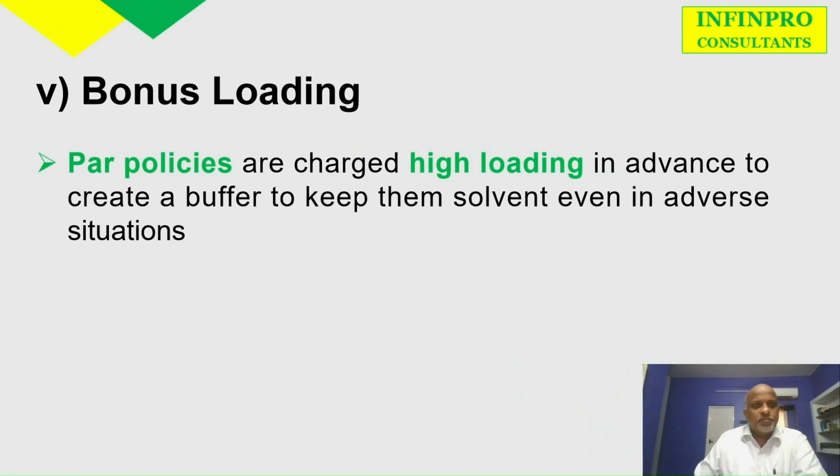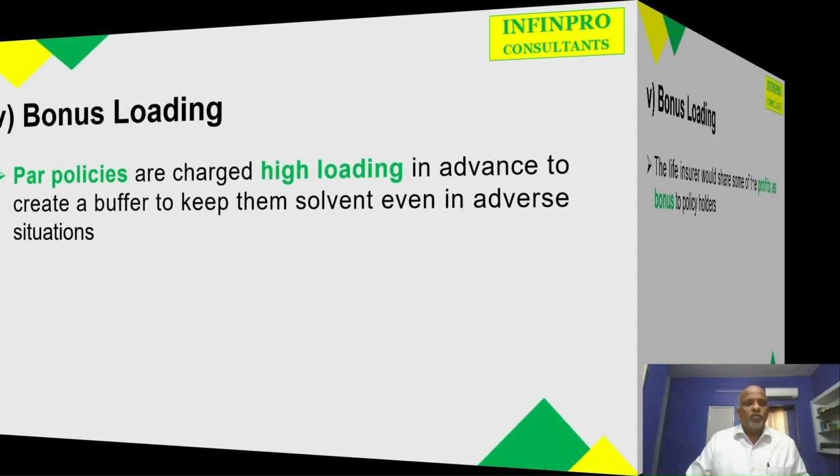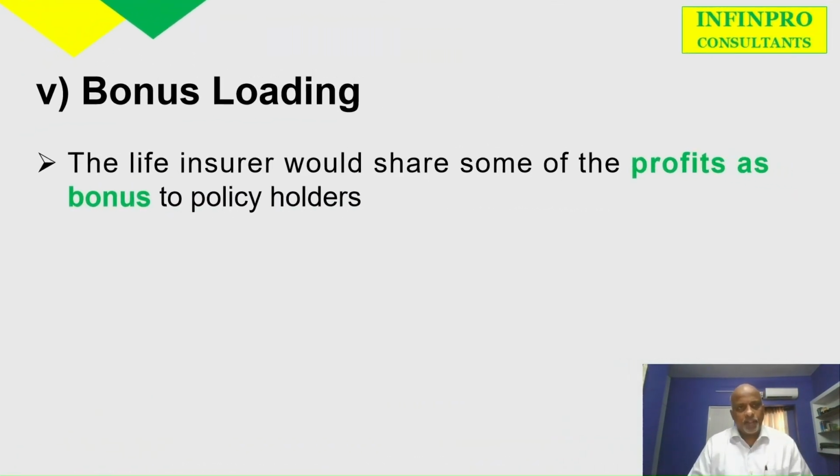And lastly, let's speak about bonus loading. Par products, for instance par policies, if we recall from the initial traditional plans which we discussed in the earlier chapters, have a bonus component which is declared year after year. So in general, for certain par policies, a bonus component is loaded in the premium itself in addition to adding the performance gains. This becomes a buffer in the product. So by adding the bonus loading, the final premium is arrived at, right?